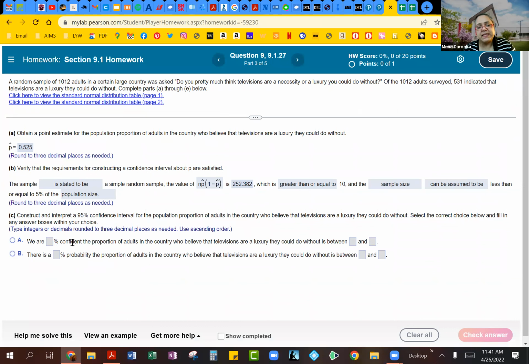So putting that into our question here, you will see they're giving you two options. They're asking, is this a we are 95% confident, or is this a 95% probability? So which option would you choose, A or B? Are we 95% confident, or is this a 95% probability?